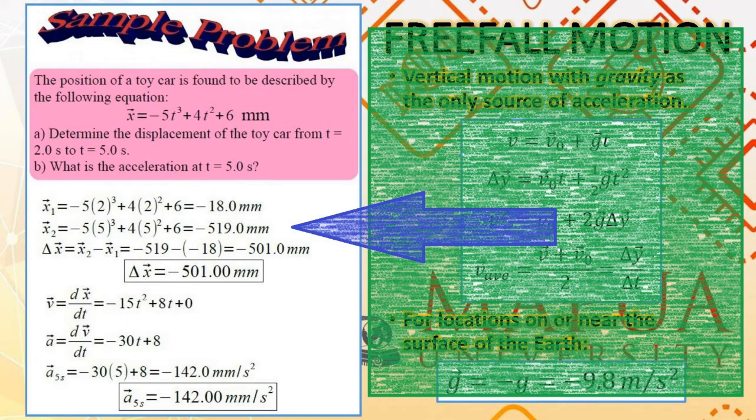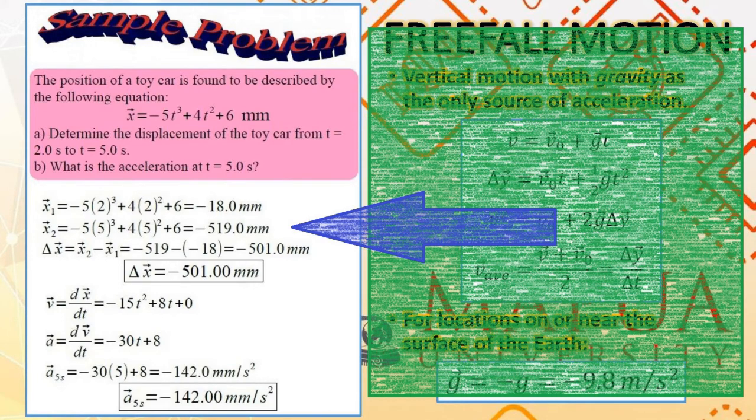For this problem, the equation describing the motion, in particular the position of the object, is given. This implies that the object is undergoing non-uniform acceleration, and depending on what is being asked for, you might have to either differentiate or integrate the equation provided. So for the first part, letter A, determine the displacement of the toy car from t is equal to 2 seconds to t is equal to 5 seconds.